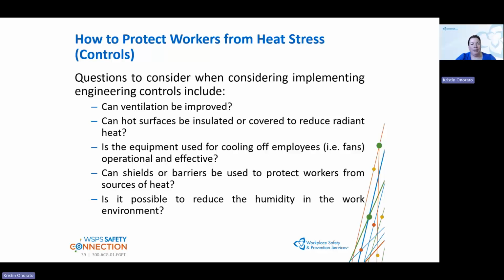Can we insulate hot surfaces? If we have even small portions of radiant heat, is there a way to put some kind of insulation, barrier, or covering on it to protect the worker from that radiant heat? Do we have equipment for cooling? Do we have fans in the right area? Are they operational? Are they effective?